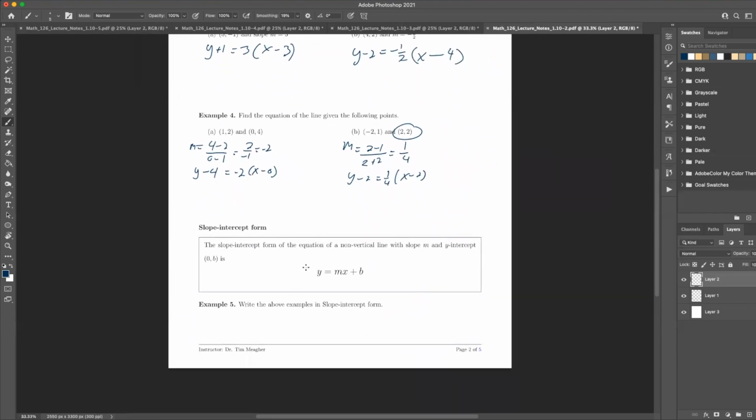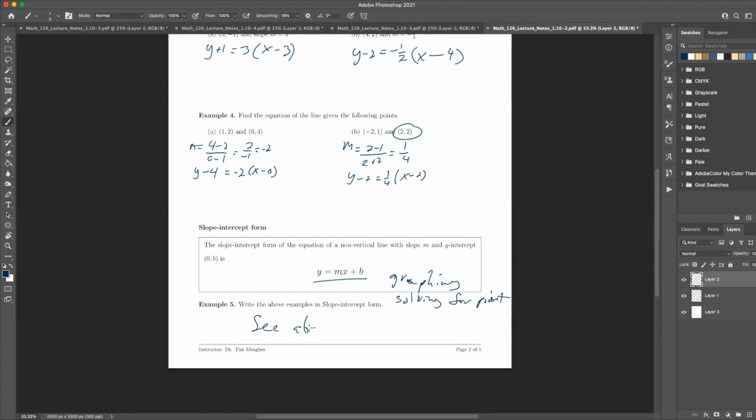Slope-intercept form is the best for graphing. This is really easy for graphing, and it's also good for solving for points. What do I mean by that? If I know one point, can I get the other one? Yeah, this is really easy. If I know x, it's easy to figure out what y is. This is a little bit more complicated to solve for points. And if I know what y is, it's easy to solve for x.